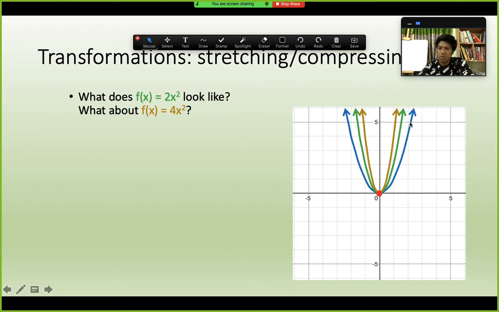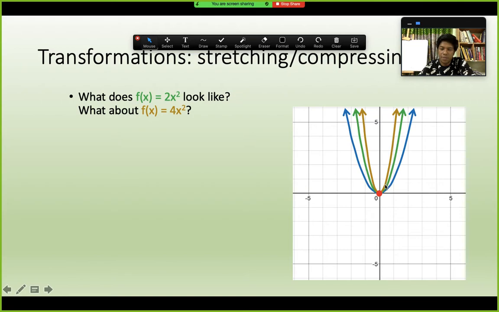You see, this one is the regular x square graph. When you multiply by 2, the graph comes here. When you multiply by 4, the graph comes here. The graph becomes a little bit squeezed, a little bit compressed. Okay, the graph gets compressed here.